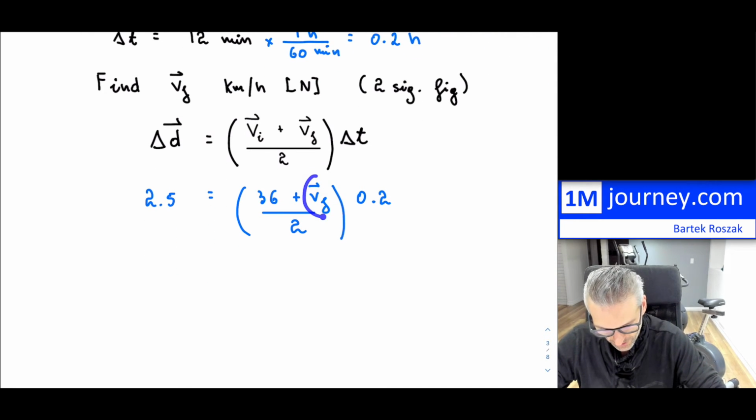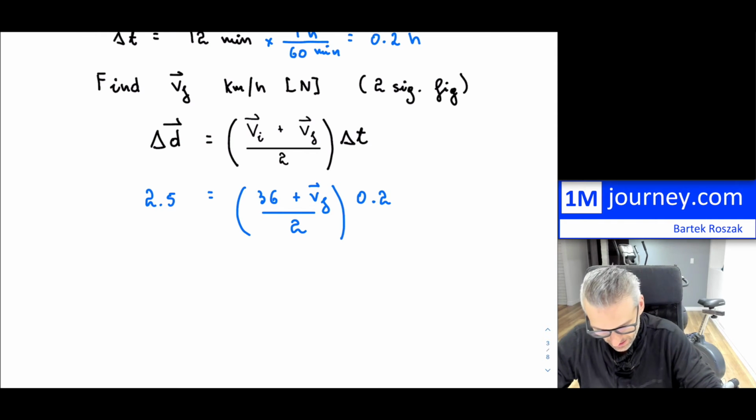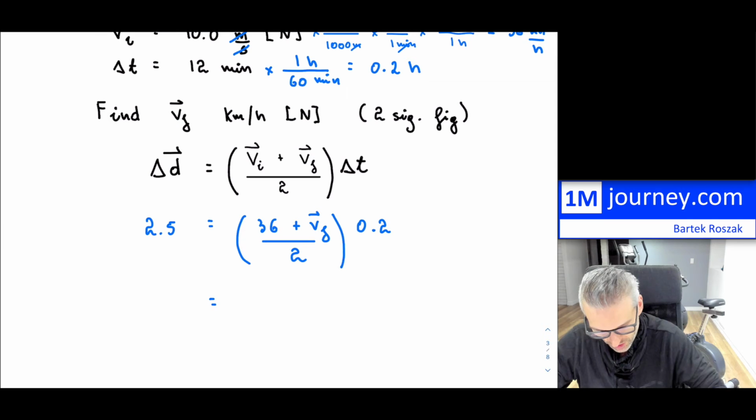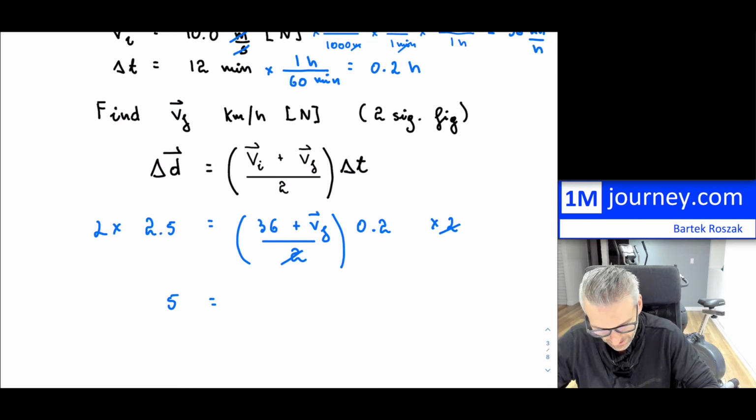So we have to solve for this. What do I do in this particular case? There are many ways of seeing what needs to be done. As I start to solve through this, I certainly don't want to have this 0.2 and I don't want any denominators. The denominator is simple: you can multiply both sides by 2 very quickly and that denominator will be gone. So this is going to give you just 5 on the left-hand side, and then you're going to have 36 plus your VF on the right-hand side times 0.2.